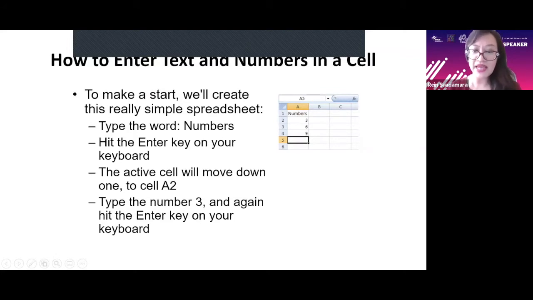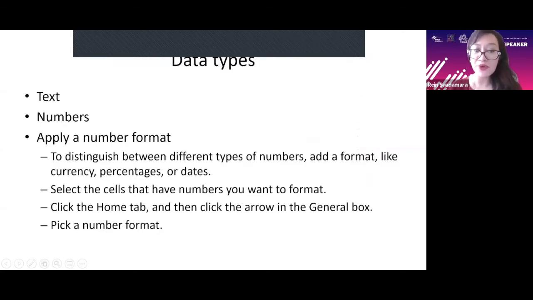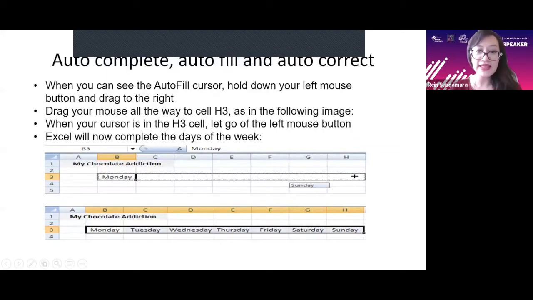So you just type in anything here, and then you hit the enter key, and it's going to show up. It goes automatically down or automatically to the right. You can input text, numbers. You can have any type of number format to distinguish the different types of number, and you can also change to a different type of format like the currency, the percentage, and the dates. You can select the cells that have the numbers that you want to format, right? And then you can go back to the home tab and click the arrow in the general box and pick a number format like this.